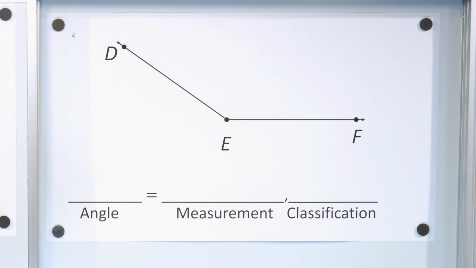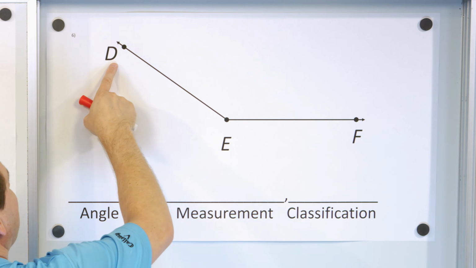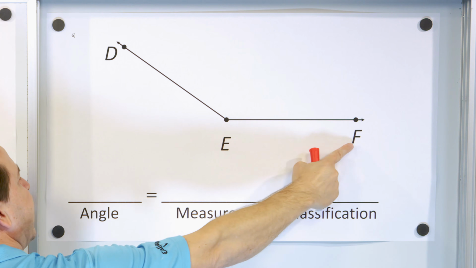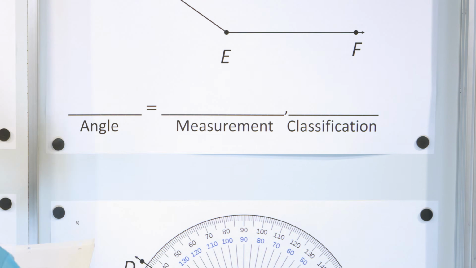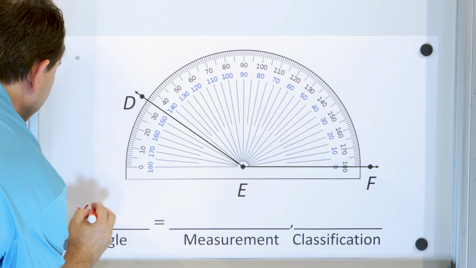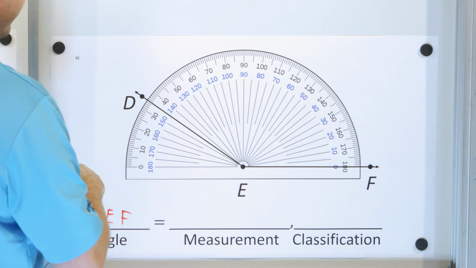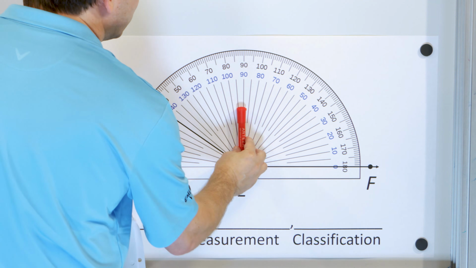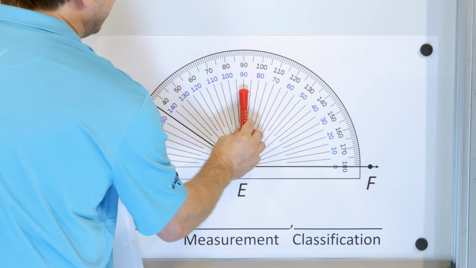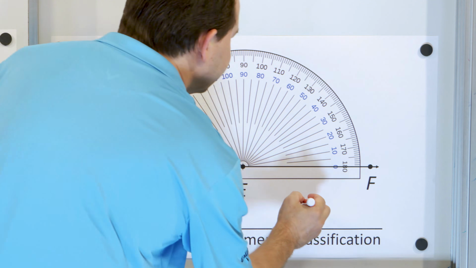And here is our last problem. What angle do we have here? We could call it DEF, or we could call it angle FED. You can call it either one you want. I'm going to call it angle DEF. And then we're going to ask ourselves, is this obtuse or acute? Well, a right angle would be here, but this is larger than that, so it has to be obtuse.